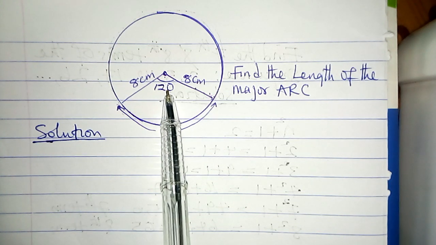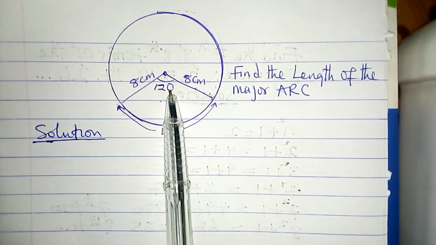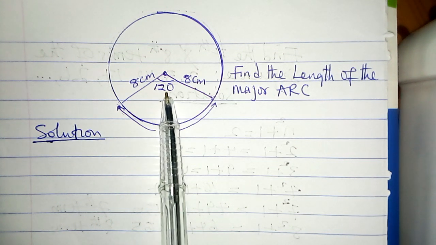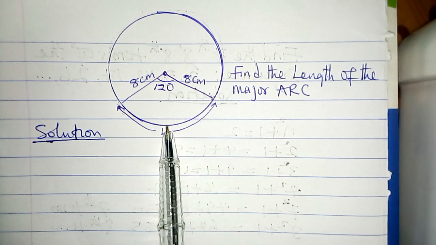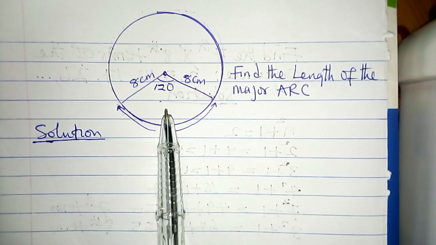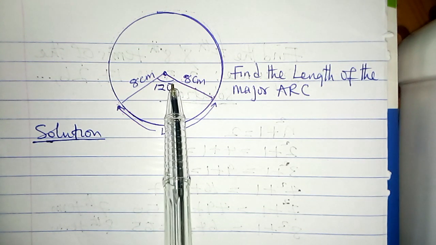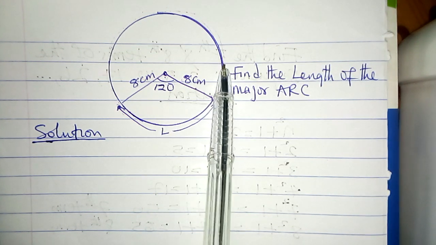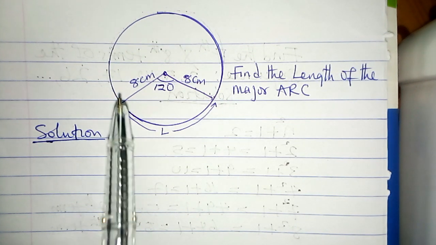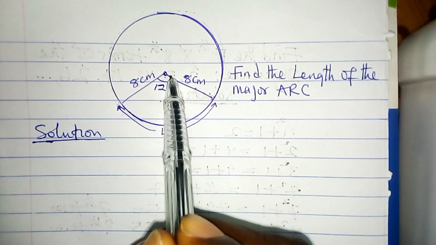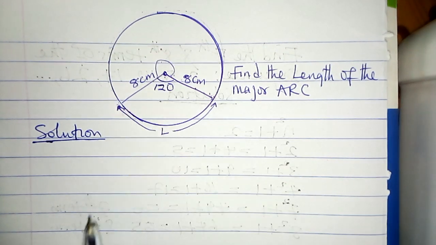The subtended angle here, 120, is the angle for the minor arc. Meaning that we will have to look for the angle for the major arc before we can actually solve that problem. So the angle for the major arc is this angle from here. How can we get this angle from here?